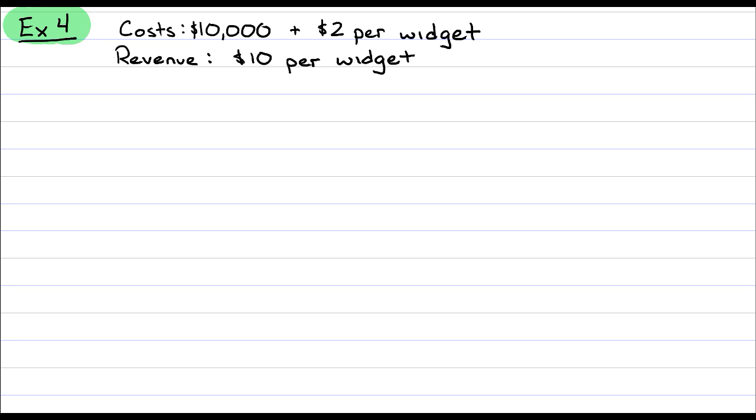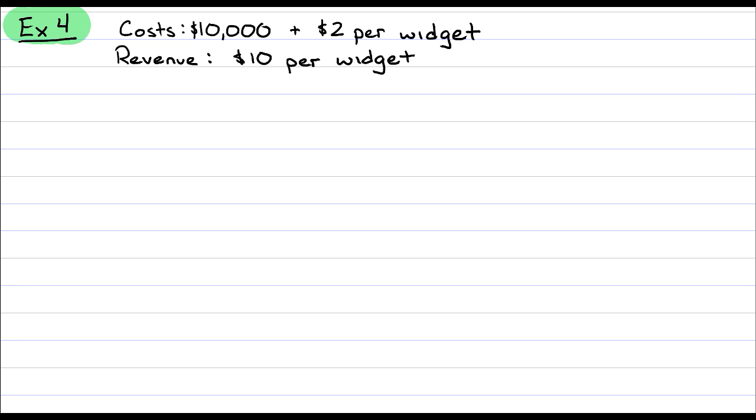the cost for the company just to operate, even if they don't produce a single widget, is going to be $10,000. So that might be things like manager salaries or just lease on the building, whatever, just costs that are not directly associated with the production of a widget. But then on top of that, it costs them $2 for every widget that they want to produce. They sell the widgets to distributors for $10 a piece. And the question is, how many widgets must WidgCo produce and sell each month in order to break even?